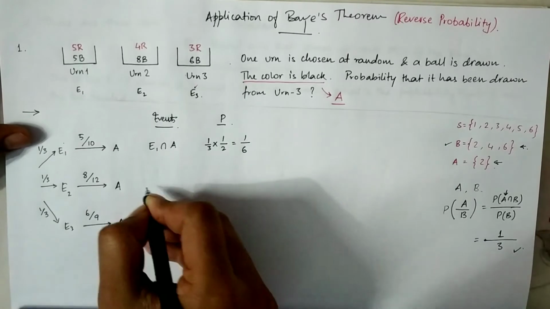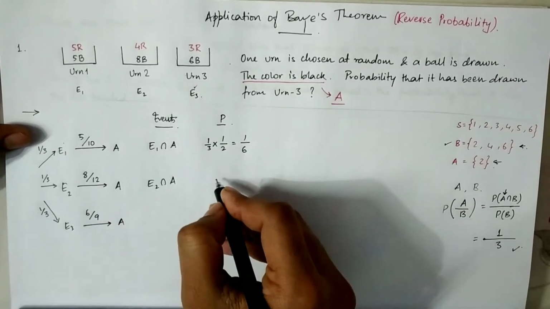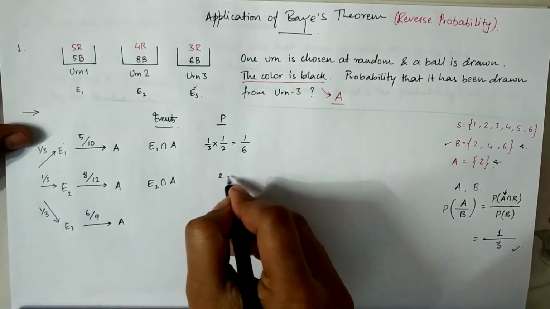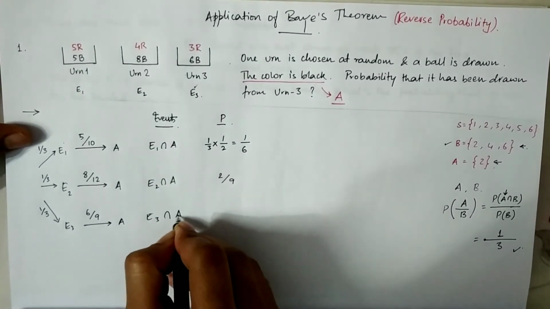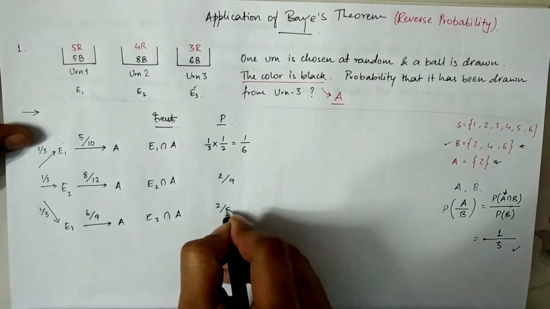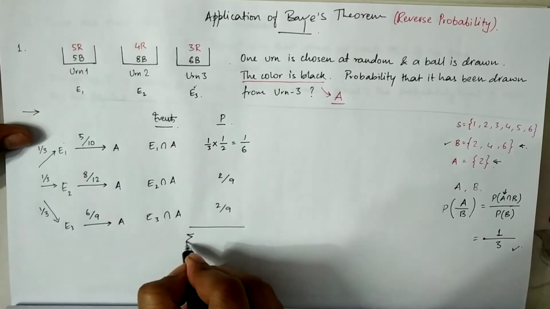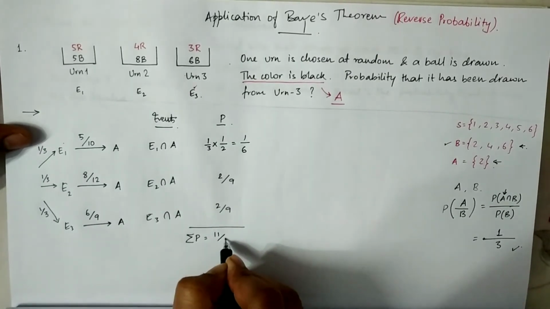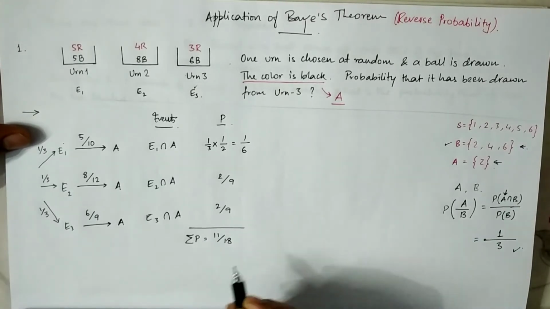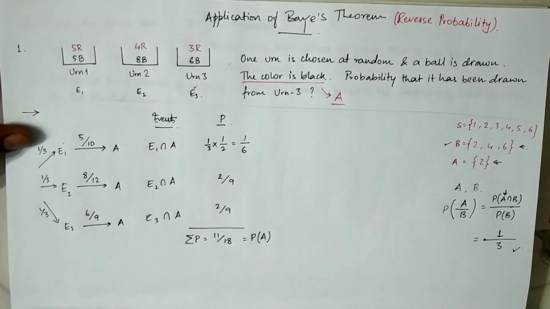upon 6. Similarly, this event is E2 intersection A, which is going to be 2 upon 9. This is going to be E3 intersection A, which is going to be again 2 by 9. So if you do the sum of all these probabilities, it is going to be 11 upon 18, which is the probability of getting a black ball.